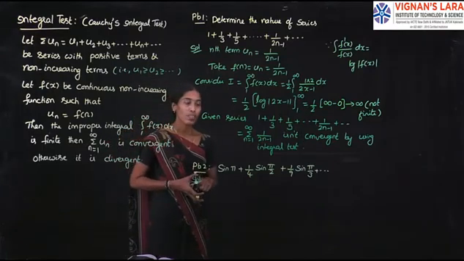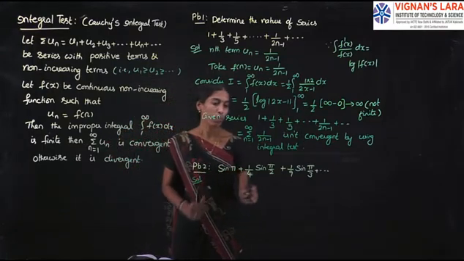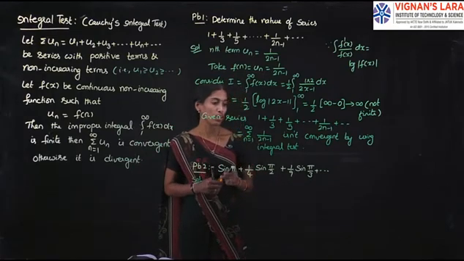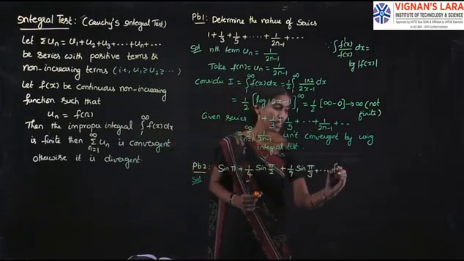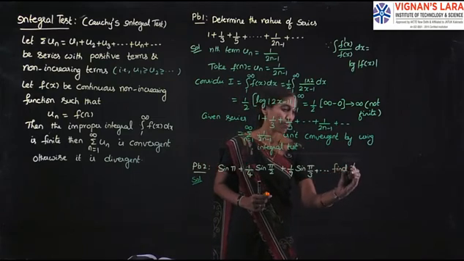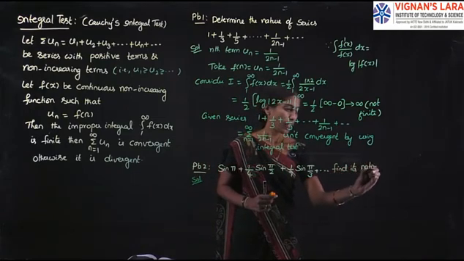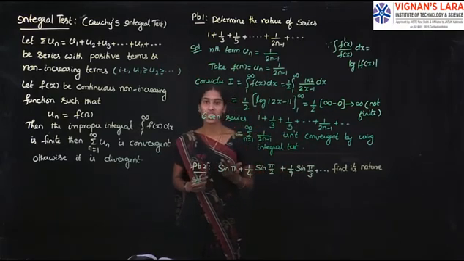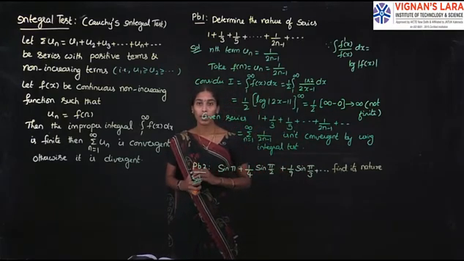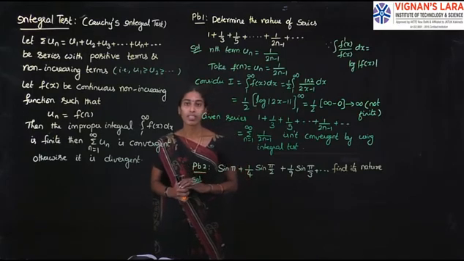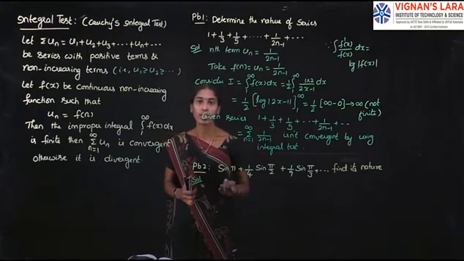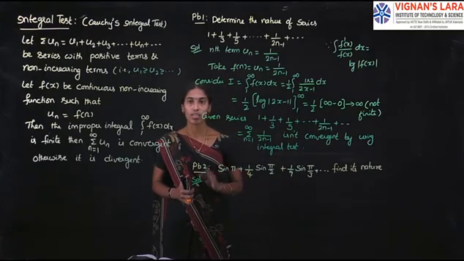Test for the convergence of the series sin pi plus 1 by 4 sin pi by 2 plus 1 by 9 sin pi by 3 and so on. Find its nature. Nature of the series means it may be convergent or divergent but not oscillatory, because it is a positive series. Only we have two possibilities. One is it may be convergent, second one is it may be divergent but not oscillatory, right?